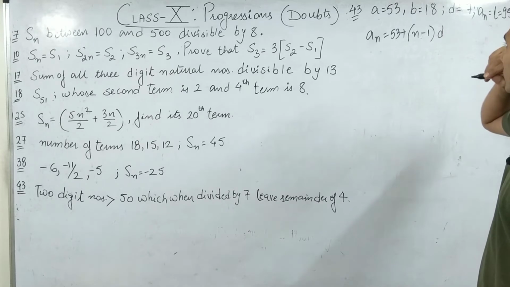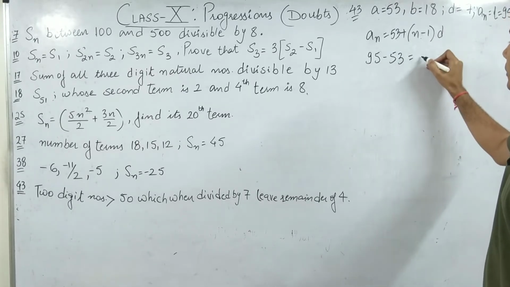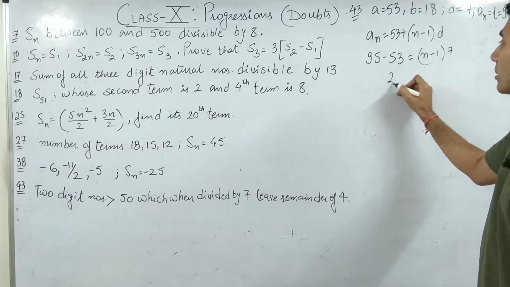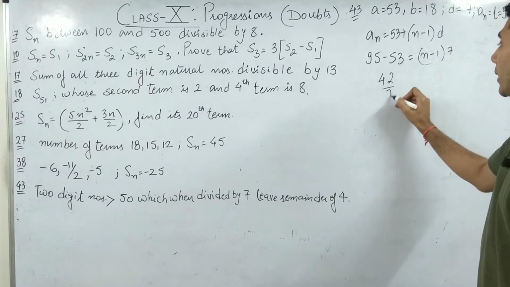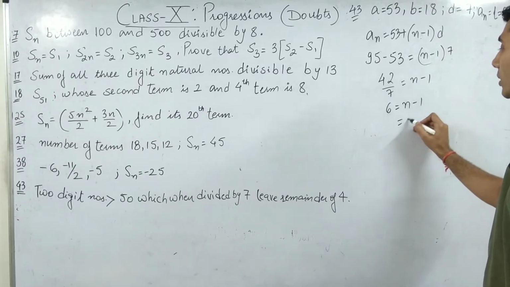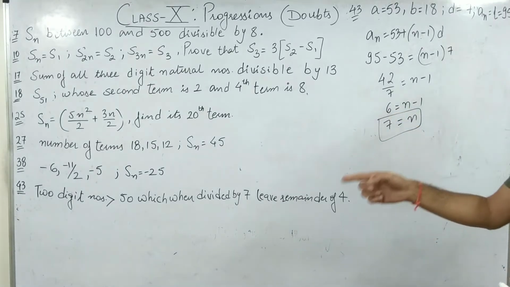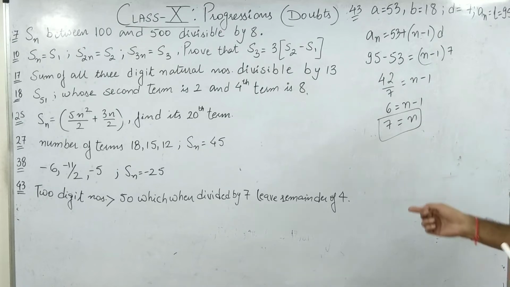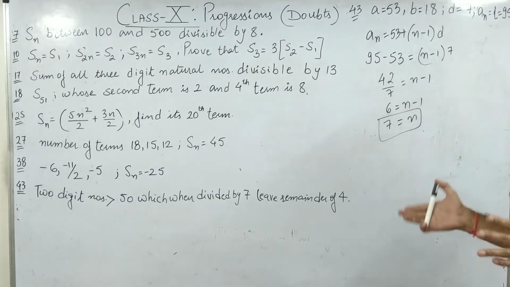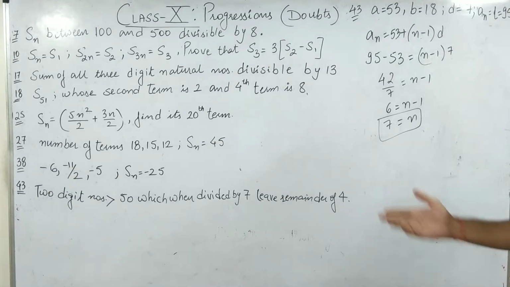So An is 95. 95 minus 53 should be equal to n minus 1 multiplied by 7. 5 minus 3 comes out as 2, 9 minus 5 is 4, so 42 by 7 should be equal to n minus 1. 6 should be equal to n minus 1, or n should be equal to 7. So your answer is 7, guys. There are 7 2-digit numbers greater than 50 and less than 99, of course, which will be divided by 7 and leave remainder 4. You can check it also.